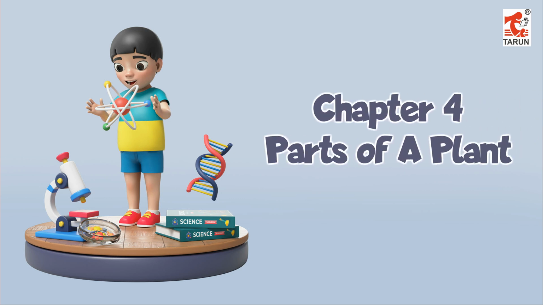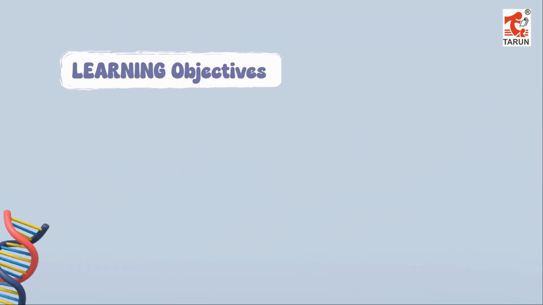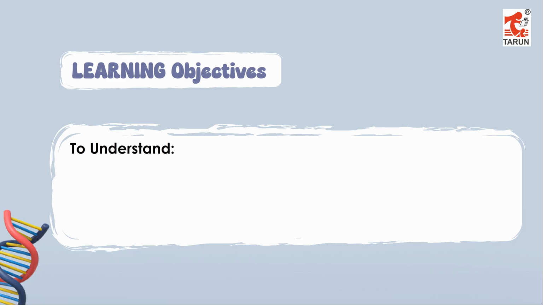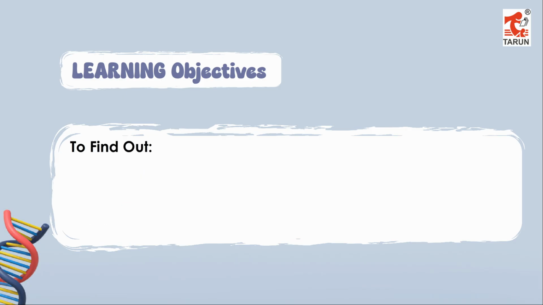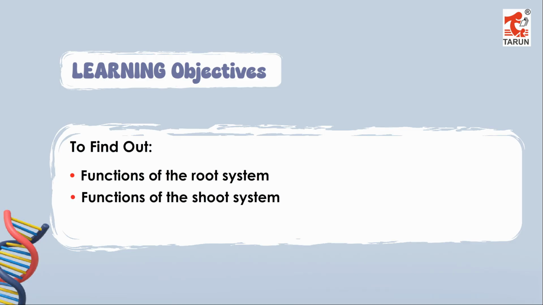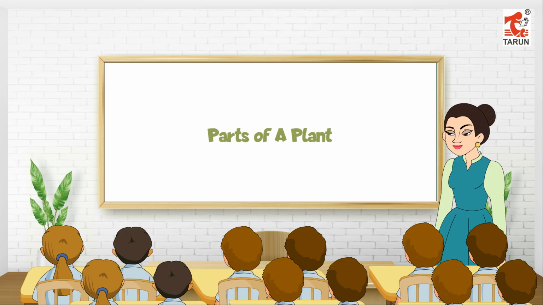Chapter 4: Parts of a Plant. Learning Objectives. To understand the root system, the shoot system, and germination. To find out the functions of the root system, the functions of the shoot system, and the conditions necessary for germination. Parts of a plant. The root system.